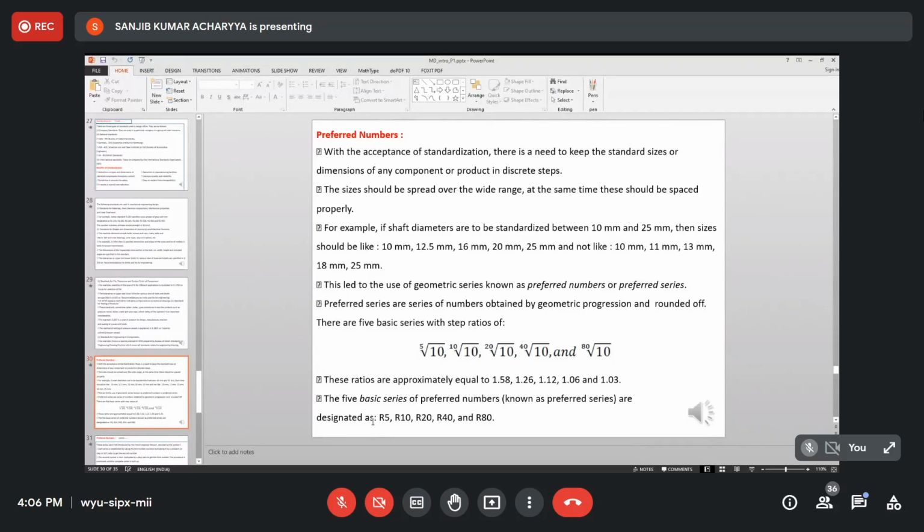There should be a starting value in the series, suppose 10 millimeter. Then after 10 millimeter, 10 into 1.58, that means 15.8. And if we round off, then the number will be 16. So 10, 16, in this way, the members of the series will come in the R5 series. But if it was R10 series, then 10 into 1.26, that means 12.6, that means 13; 10, 13, in this way, the series will come. And these numbers are called preferred numbers. Have you understood how preferred numbers will give you the series for standardization? Yes, sir.